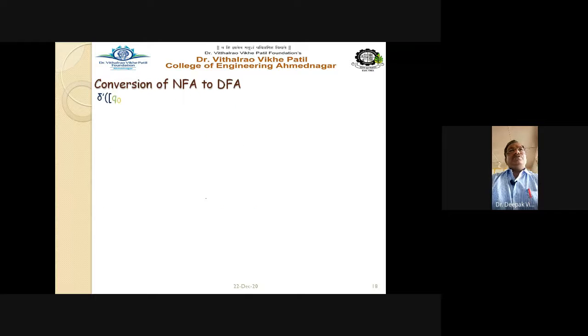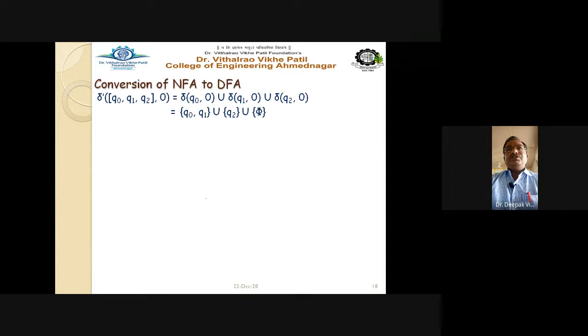So start finding delta dash of [Q0, Q1, Q2] on 0, that is equal to delta Q0 on 0, delta Q1 on 0, union delta Q2 on 0. The transition of Q0 on 0 is [Q0, Q1], whereas Q1 on 0 goes to Q2, and Q2 on 0 has no transition, so I mark it as phi. So the answer is [Q0, Q1, Q2]. You are combining this because it is a union operator. It is the same state, not a new state.